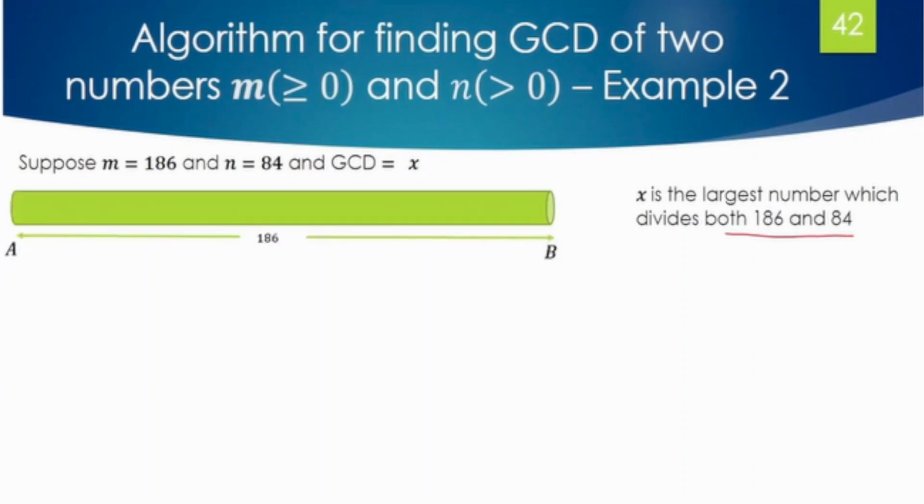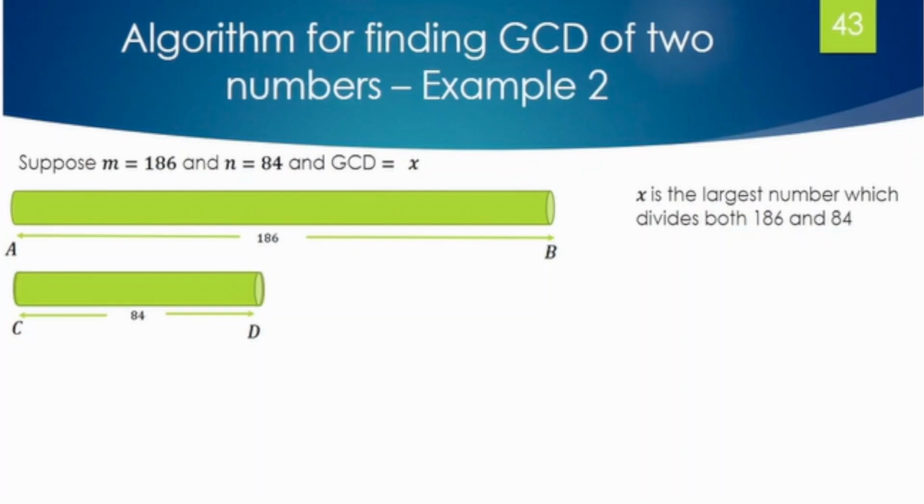Now let us take an example of a rod AB of length 186 units and another rod CD of a shorter length 84. Let us first check whether the value of x can be 84 or not. To do that, let us first cover the longer rod AB with the help of the shorter rod CD. We place CD one after another on the longer rod AB. So first we cover the first part, AP, and the length of this will be 84 units.